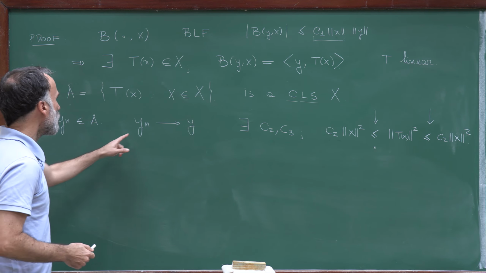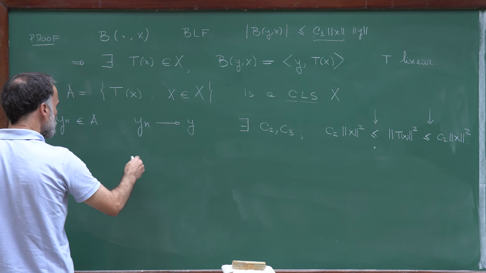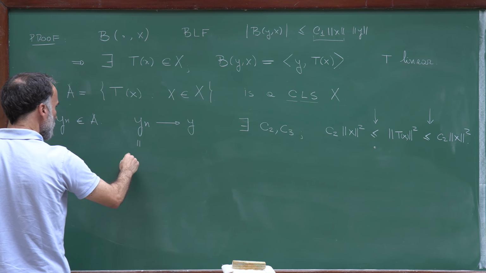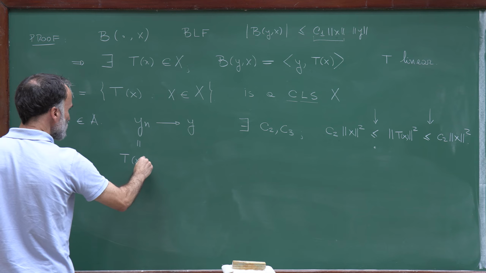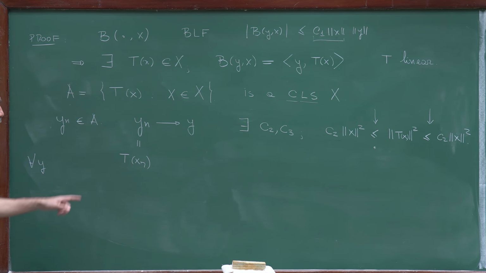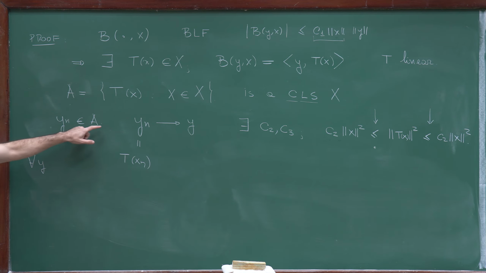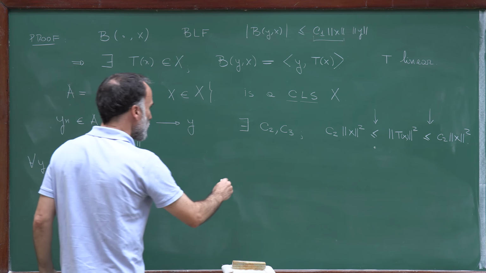So let's assume that yn converges to y. Since yn belongs to A, this means that yn is equal to Txn. Now yn is converging, so this means that yn is Cauchy.